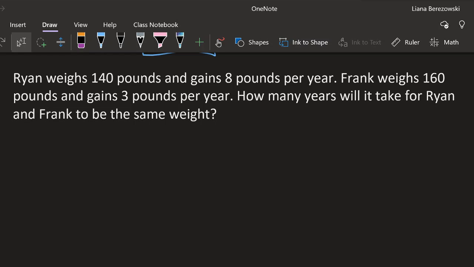Next problem says Ryan weighs 140 pounds and he gains 8 pounds per year. Frank weighs 160 pounds and he gains 3 pounds per year. How many years will it take for Ryan and Frank to be the same weight?